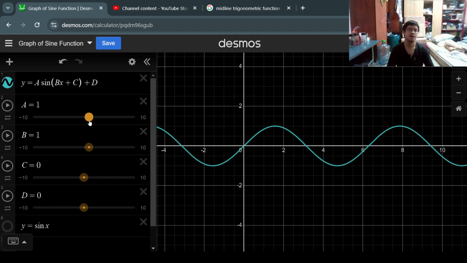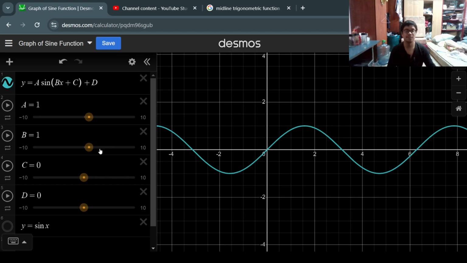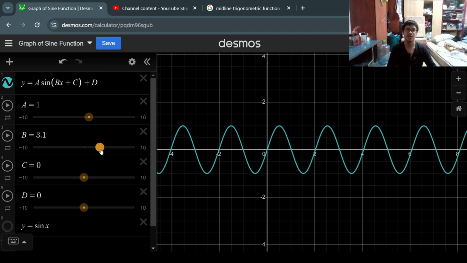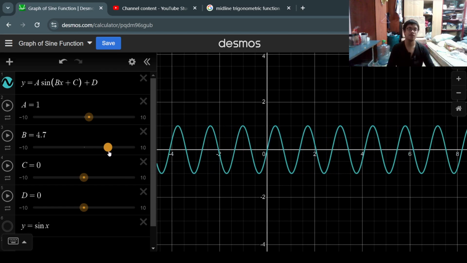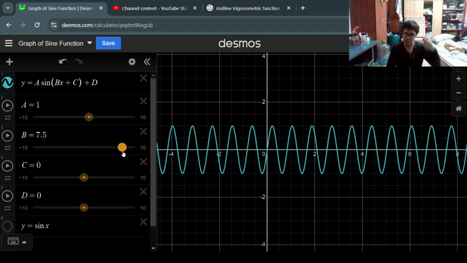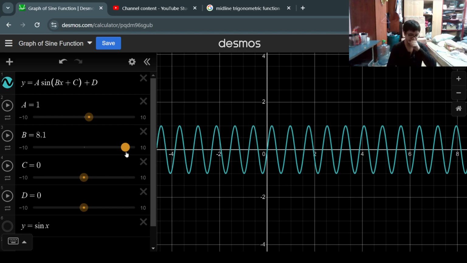Now, how about for B, which is basically the coefficient of X? So B here, let's just say your B is 1. So it's just the same as the original function. It looks like that. But if I'm going to increase the B value, look at that. It shrinks. So if you increase the value of B, it shrinks and shrinks even more, of course, if you keep increasing it.